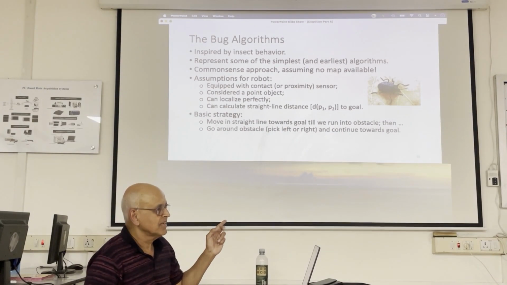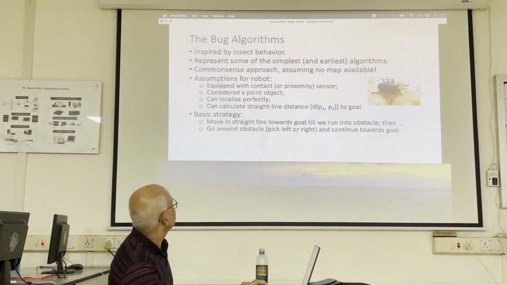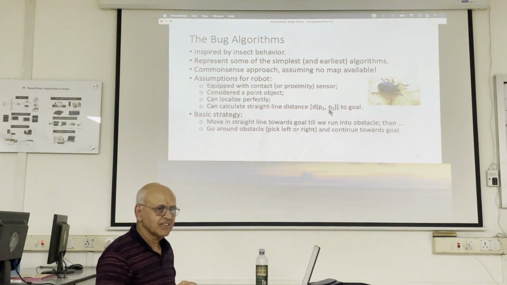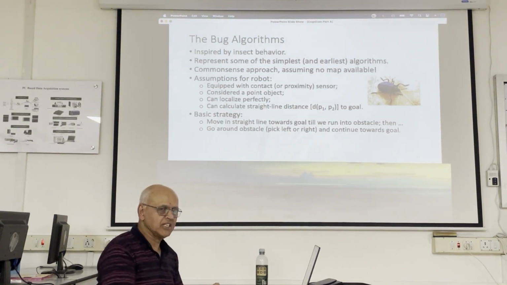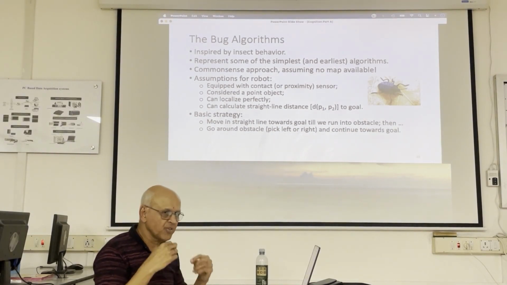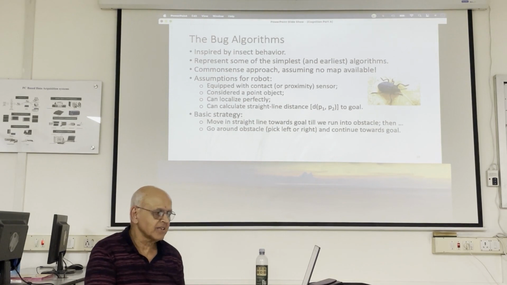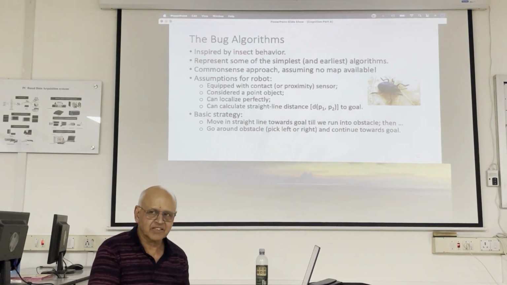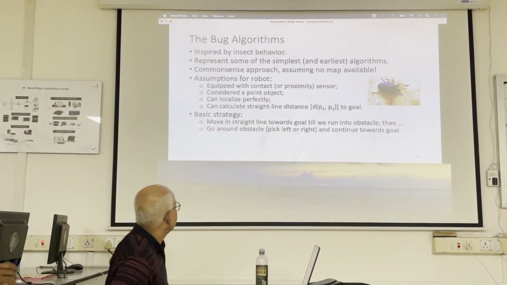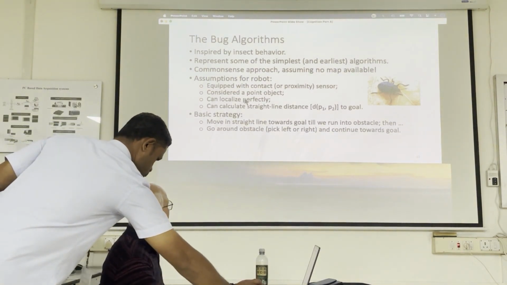It assumes several things, but the most important one is that you can calculate the straight line distance from P1 to P2. Any 2 points, so goal is one of them and your current location is one of them. And so it assumes we have some means, and of course the bug doesn't calculate distances, but it assumes our robot is capable of calculating that distance. That is part of the algorithm. And then the robot can localize perfectly.